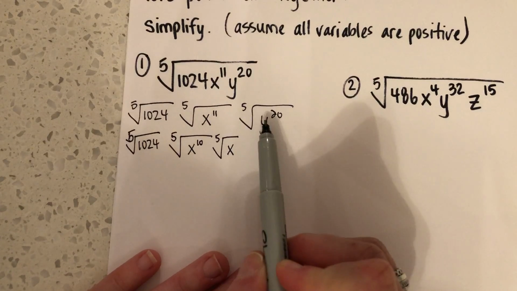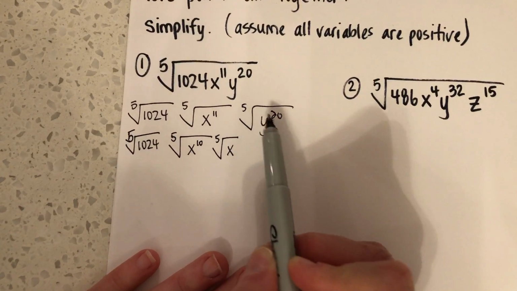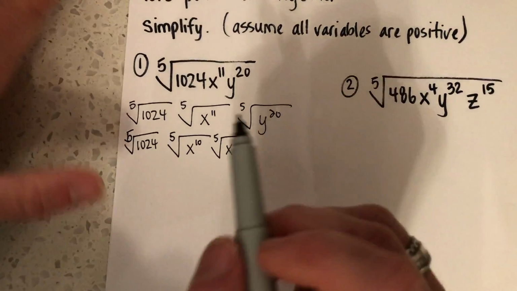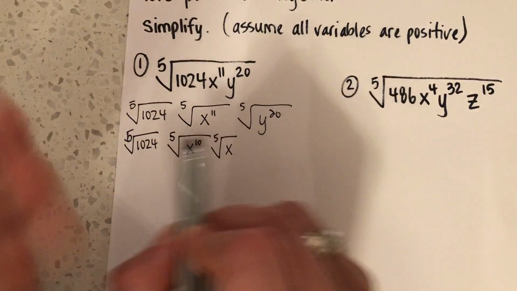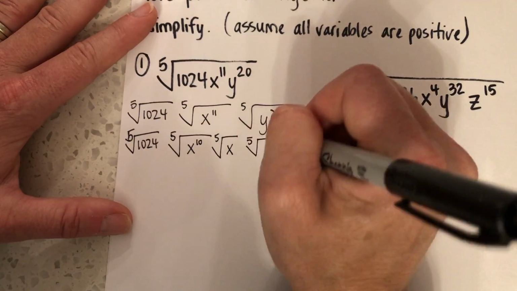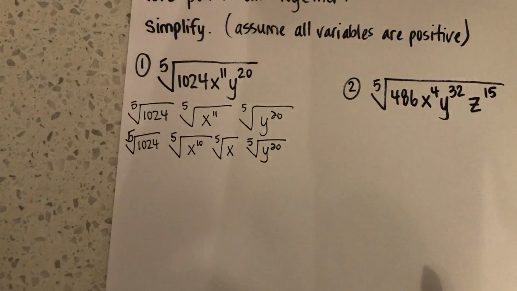Okay, now we're going to go here. The 5th root of y to the 20th is going to be y to the 20 divided by 5. Does 20 divide by 5? Yes, which means you're going to be able to take the 5th root of it and not have to split it up. So I'm just going to wait till the next step to do that. I'm just going to leave them alone, and I'm going to do it in the next step. But if you want to do it now, go ahead. All right, here we go.